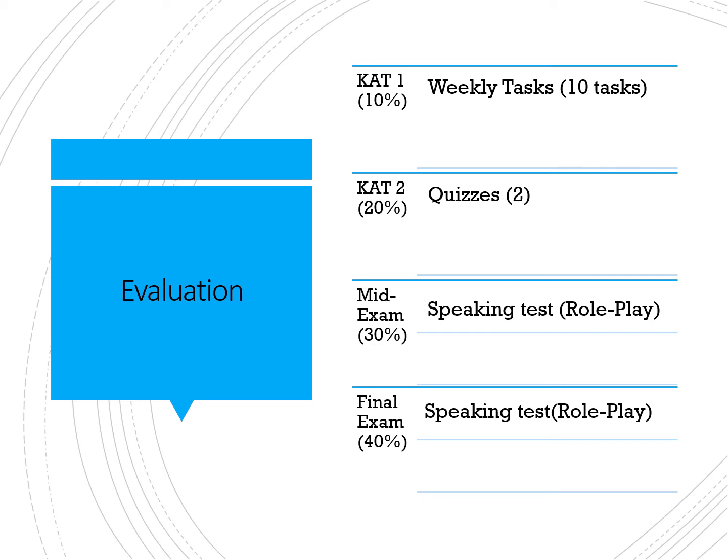And the third component will be about mid-exam, which values 30%. The midterm exam will be about speaking test, so that's going to be role play. It's quite similar with the final exam, speaking test, role play, but the values for the final exam will be 40%. More or less, it's the same or quite similar with the ones that we have in General English Advanced course.